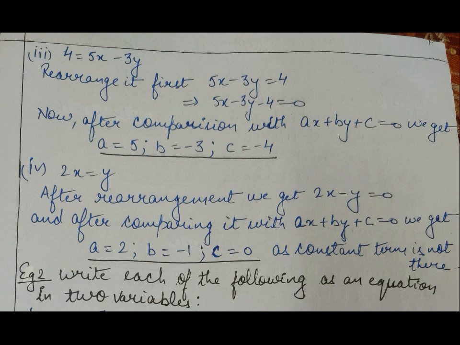Then come to the fourth part, that is 2x is equal to y. After rearrangement, we get that 2x minus y is equal to 0. And after comparing it with ax plus by plus c is equal to 0, we will get the values of a, b and c. These are a is equal to 2, b is equal to minus 1, c is equal to 0, as the constant term is not here in the equation.